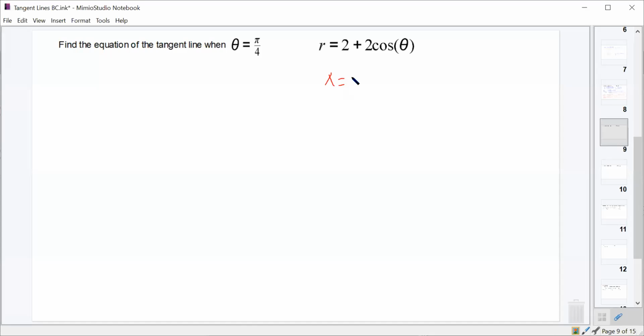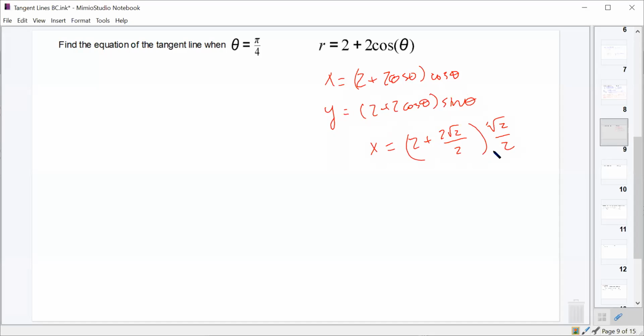Our x value ought to be 2 plus 2 cosine theta times cosine theta. And our y ought to be 2 plus 2 cosine theta times sine theta. And at theta equals pi over 4, we end up with x equals 2 plus 2 root 2 over 2 times root 2 over 2, and y equals 2 plus 2 root 2 over 2 times root 2 over 2.